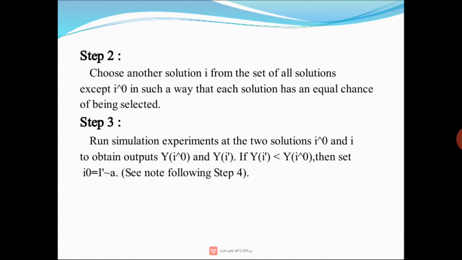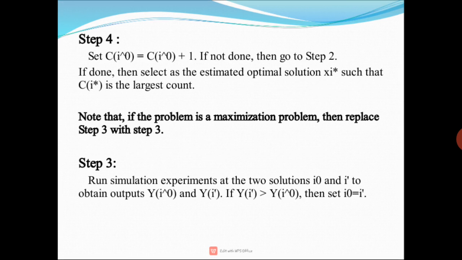In the next step, run simulation experiments at two solutions, that is the first solution i0 and one more solution i dash, to obtain the outputs y of i0 and y of i dash. If output performance y of i dash is less than y of i0, then set i0 equals i dash. In the next step, increment the counter value, that is set C of i0 equals C of i0 plus 1. If it is not done, then go back to step 2.